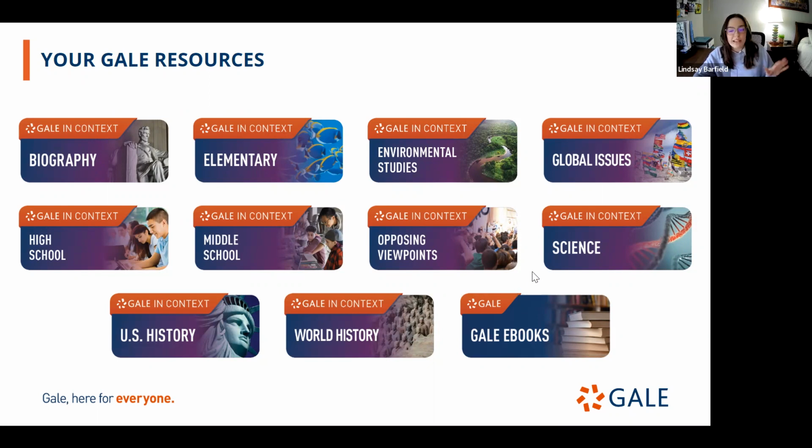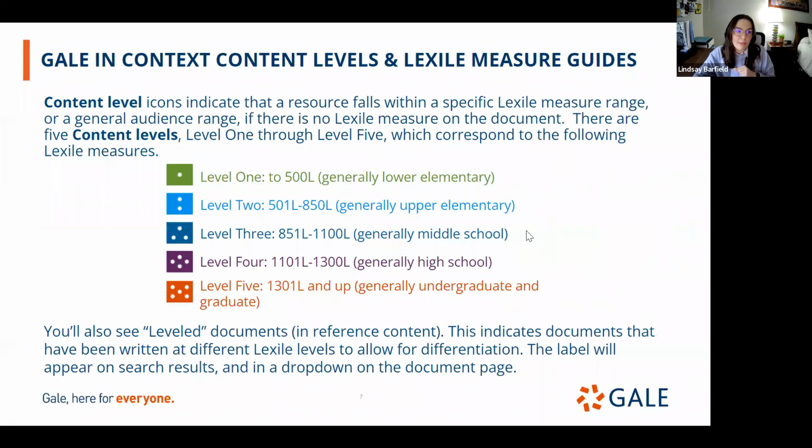All right, but with your Gale in Context line, all of these resources are designed in a similar way with similar features in mind, so that way your students have a pretty seamless experience going from one to the other. So talking about those features, the very first one that I want to point out are the content levels that you have. So all of your Gale in Context resources, whenever you pull up an article, even those ebooks, newspapers, whatever it may be, it's going to have a content level assigned.